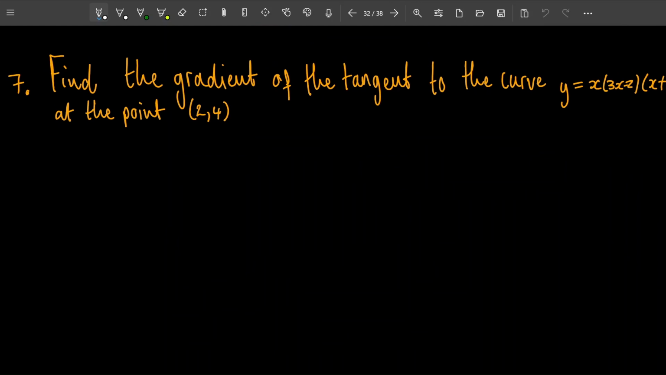Find the gradient. This is a bit more practical, okay? But we're still using the power rule. We've been using the power rule for all these things. Find the gradient of the tangent. Oh, to the curve. Oh, thank you. The moment you say gradient of tangent to the curve or a gradient of a curve, we have to differentiate. Because differentiation is the one that gives us the gradient of curves at a particular point.